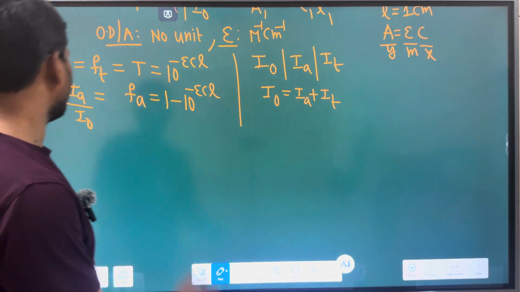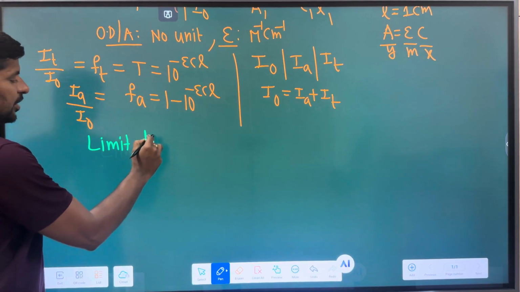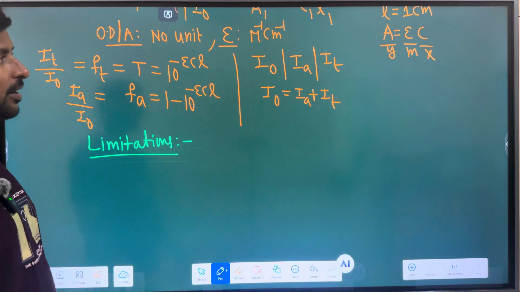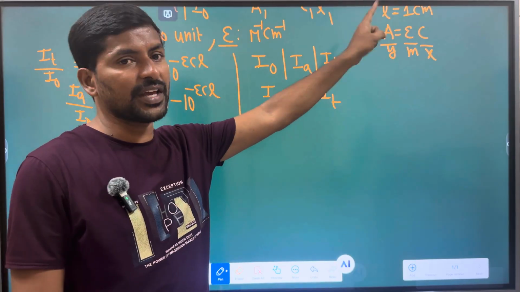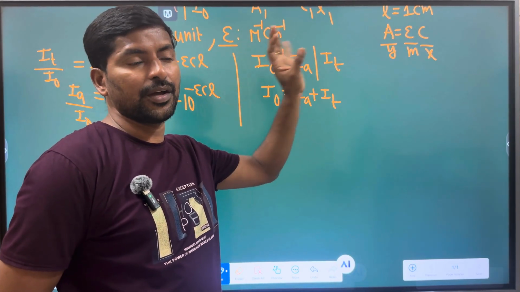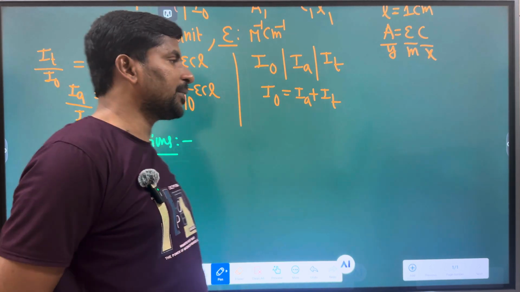And what are the limitations in Lambert-Beer's law? Two questions were given last time on Lambert-Beer's law. One question: absorbance depends on epsilon, C, L and color. The other: epsilon doesn't depend on which of the following options: epsilon, C, L and color.